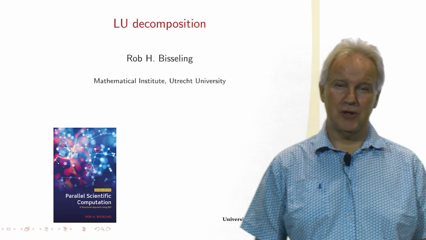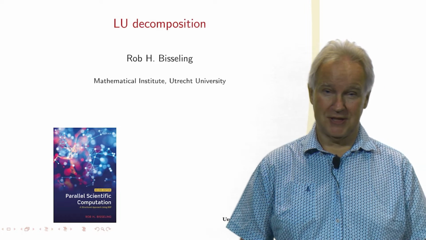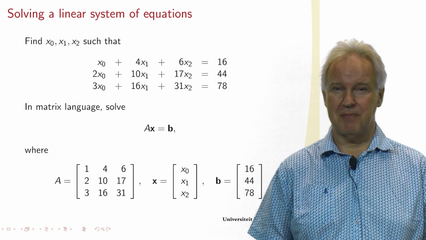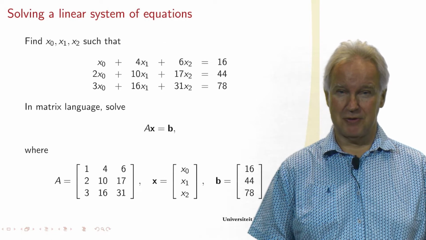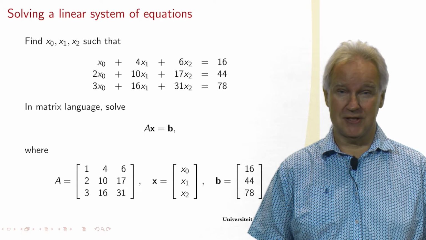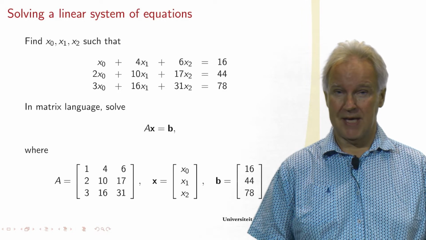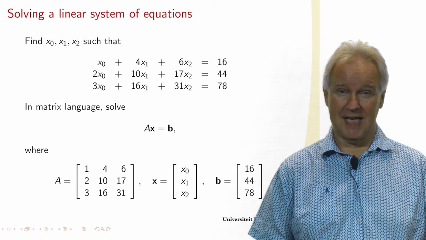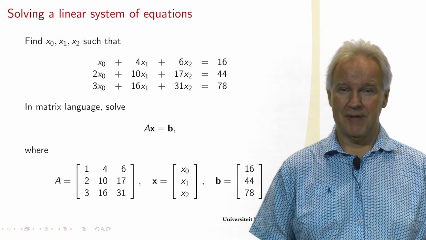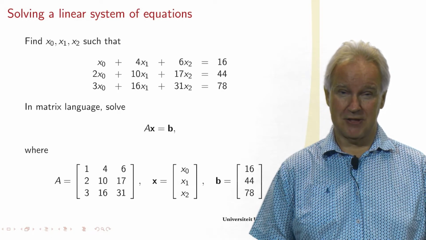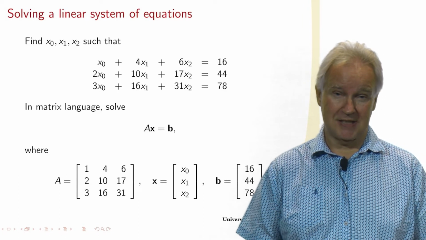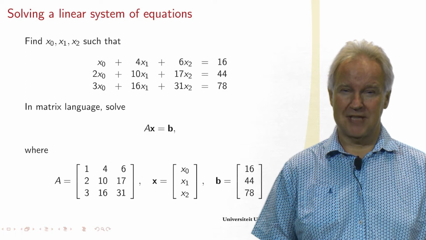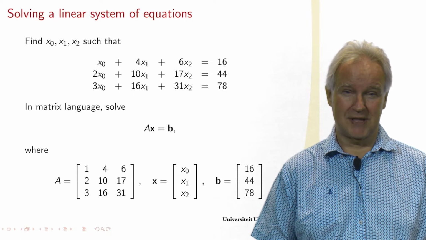In this video, we're going to look at LU decomposition, which is the main part of solving linear systems. Here you see a linear system with 3 equations and 3 variables. In matrix language, we write it as AX equals B. A is a 3 by 3 matrix, X is the unknown solution vector, and B is the right-hand side, which is 16, 44, and 78.